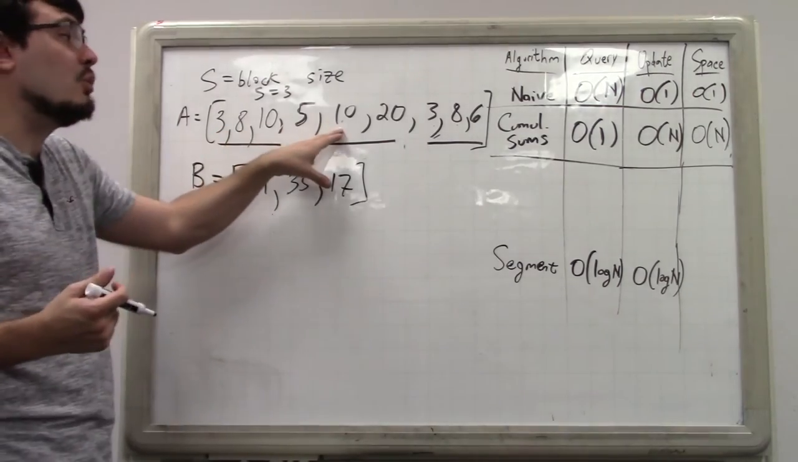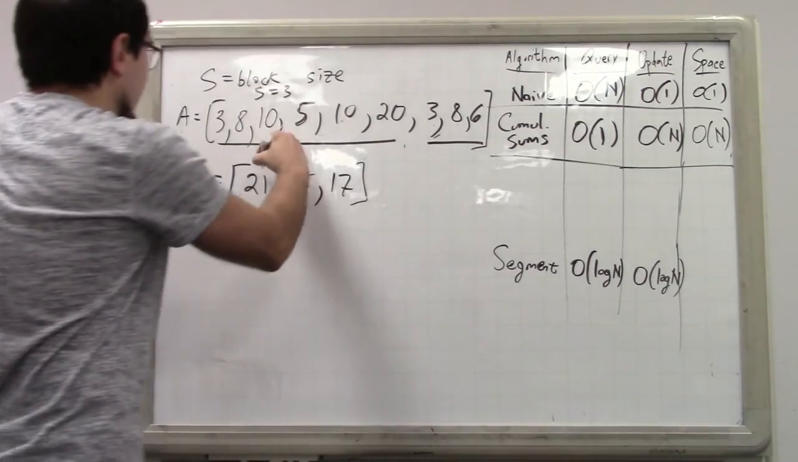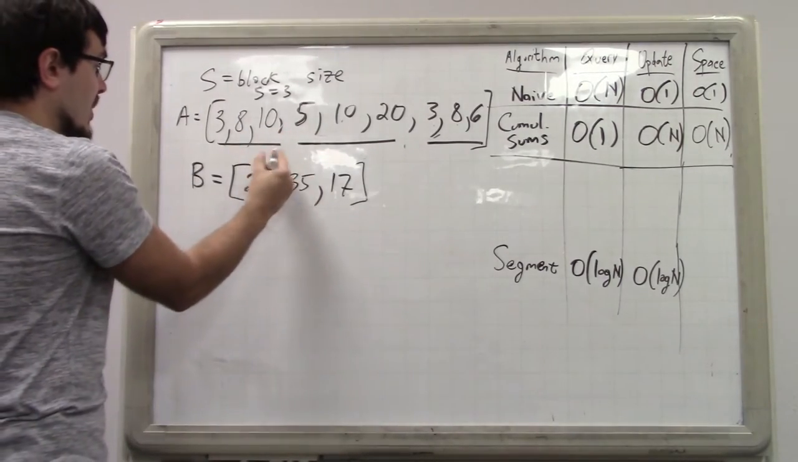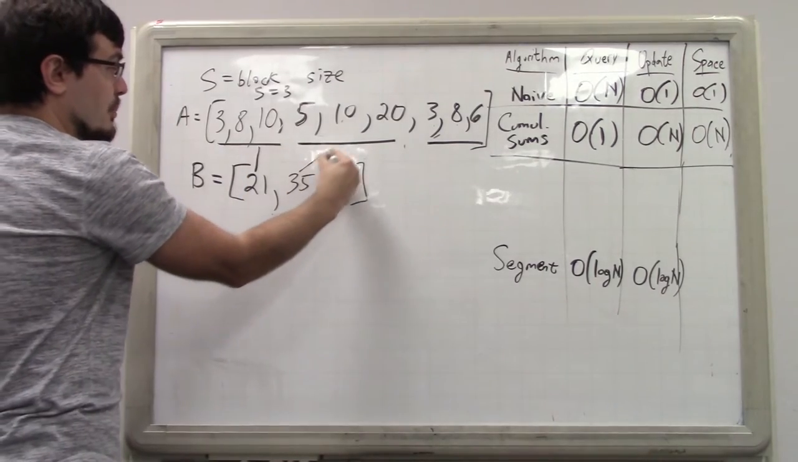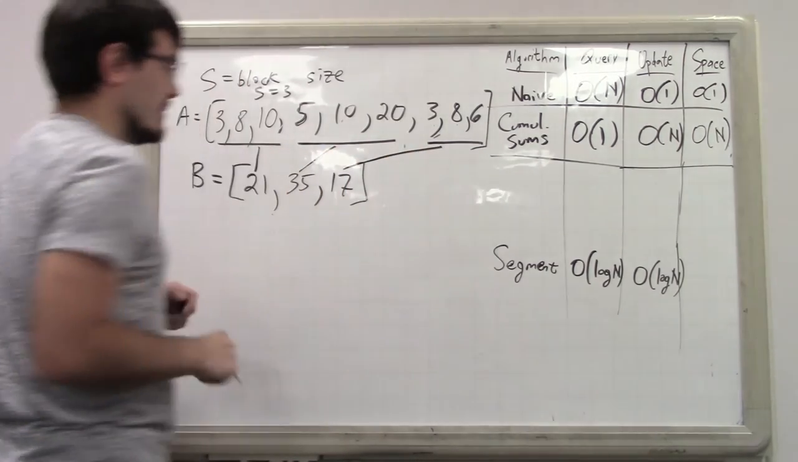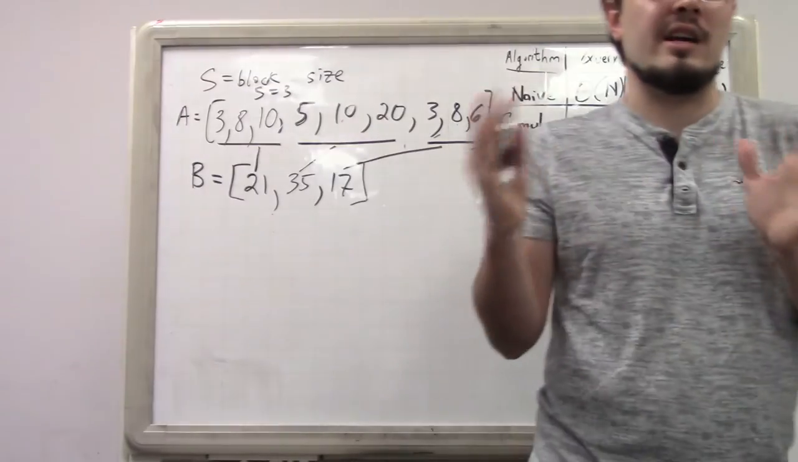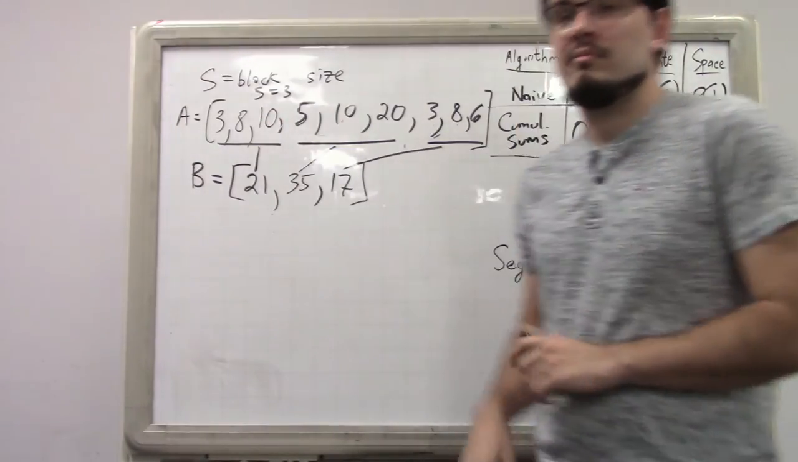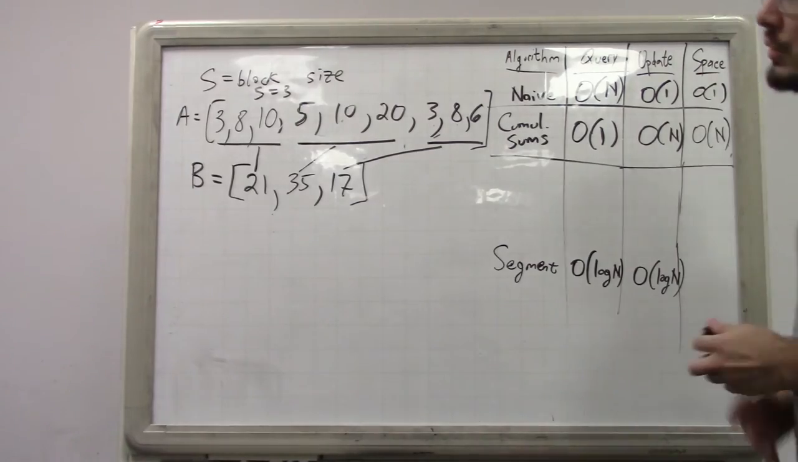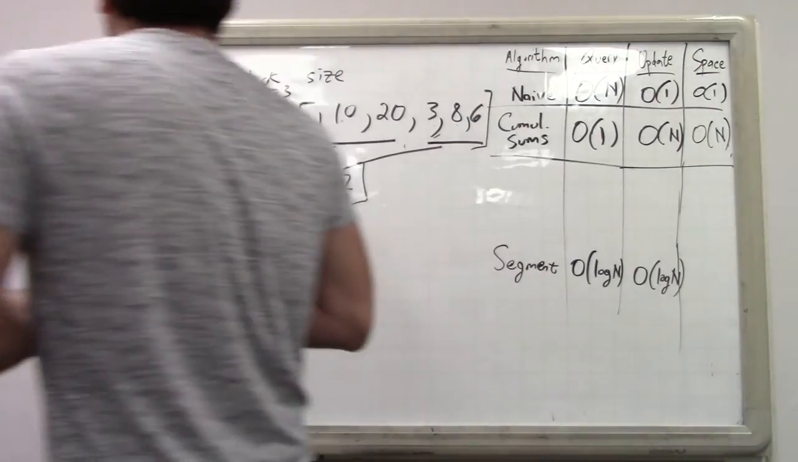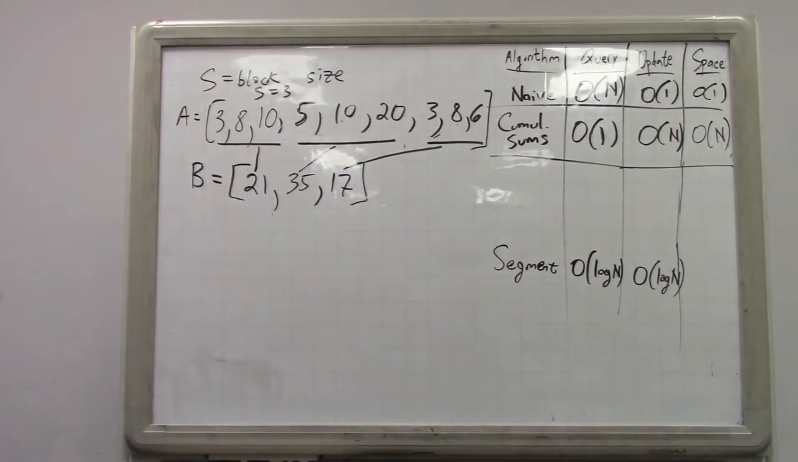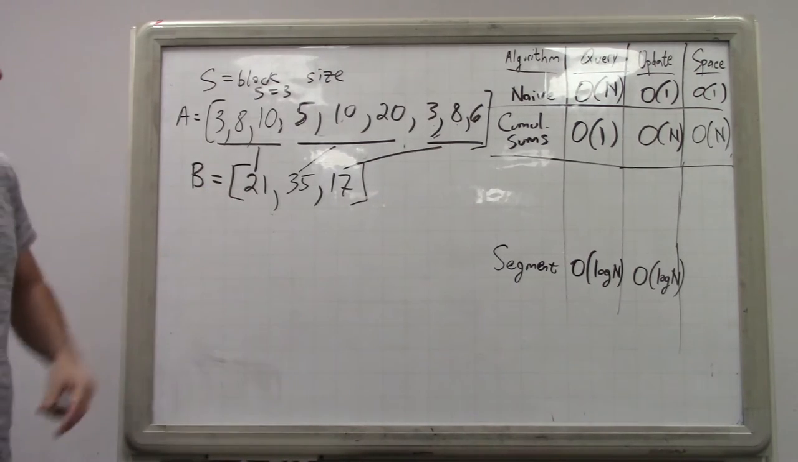Each block is basically governing a part of the array, a segment of the array. We call it a segment because it's a contiguous chunk of the array. So, okay, so we have these blocks. So what can we do with them?